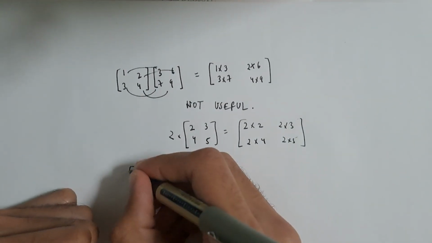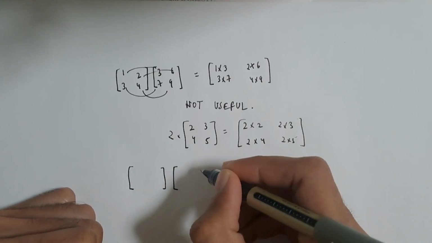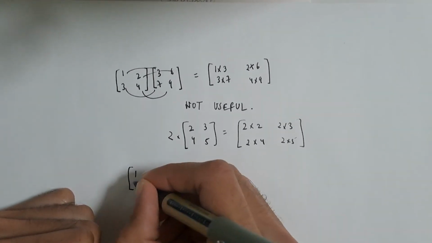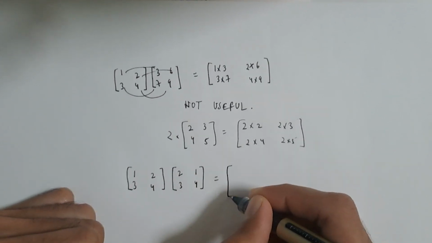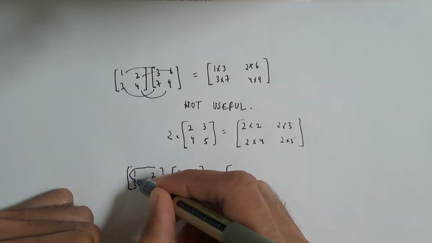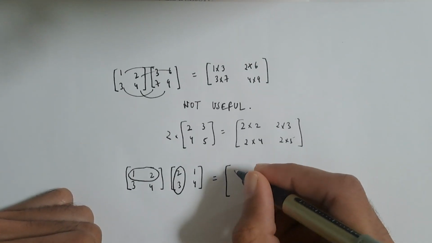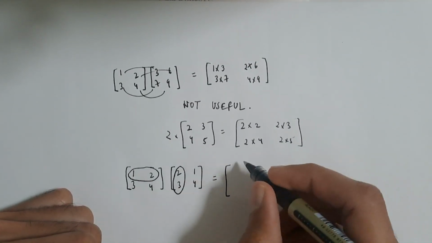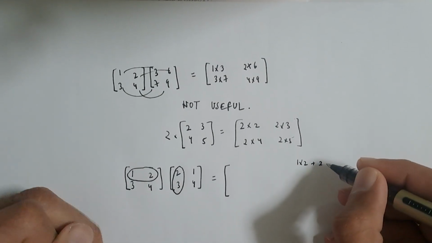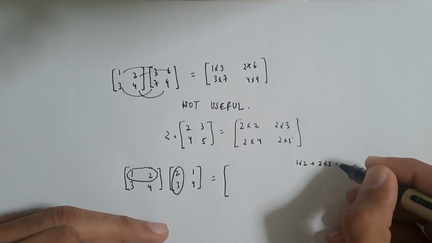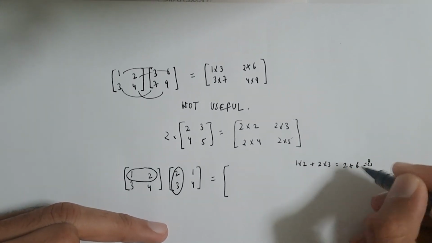Now, the matrix multiplication that we are interested in is something like this: 1, 2, 3, 4, and 2, 1, 3, 4. So you multiply the first row and the first column, and that gives you this element. First row, first column, so that is 1 times 2 plus 2 times 3, that is 2 plus 6, that is 8. So this is 8.